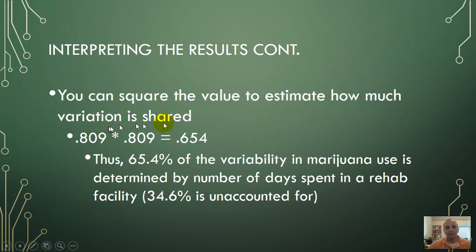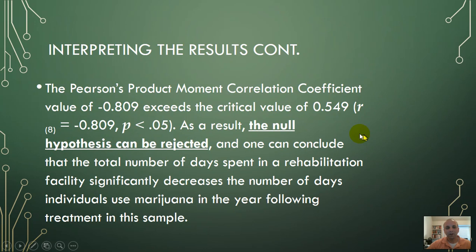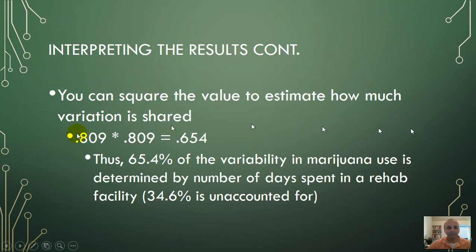Another extension onto that interpretation, which is very concise, very specific: you can also square the value to estimate how much of the variation is shared. So we had negative 0.809. You can square that value. So you multiply it by itself, and this tells you, essentially, once you square a correlation coefficient, you can get the percentage of shared variance, okay?